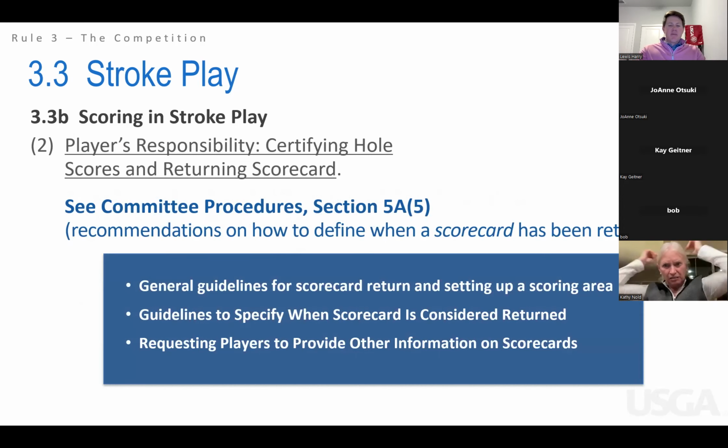And we're just seeing a call out about how to define when a scorecard has been returned. A little bit different for everybody. It needs to be usually defined in your terms of the competition. Some leagues, some clubs, some organizations, they might define differently when that scorecard has been returned to the committee.